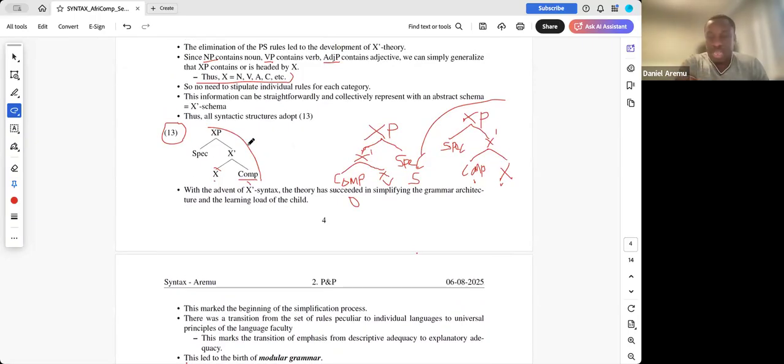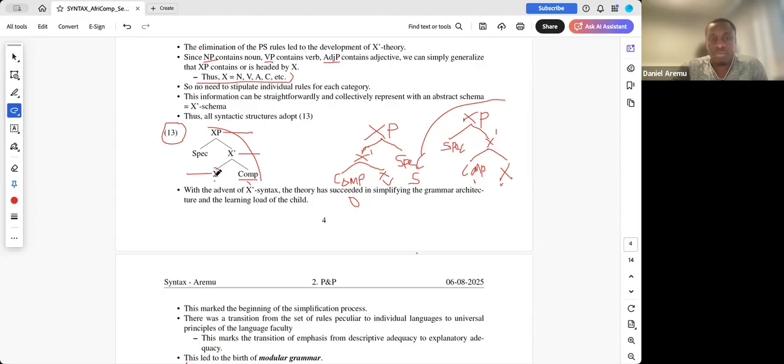So if you have an adjunct, like for example, Adam ate rice yesterday. So yesterday is an adverb or adjunct, right? So usually it's assumed that adjuncts are merged usually at the bar level. But of course, you can also merge adjuncts at the maximal level. So maybe I didn't also talk about that. This will be a maximal projection. This will be the intermediate projection, and this will be the zero level. That is the head.